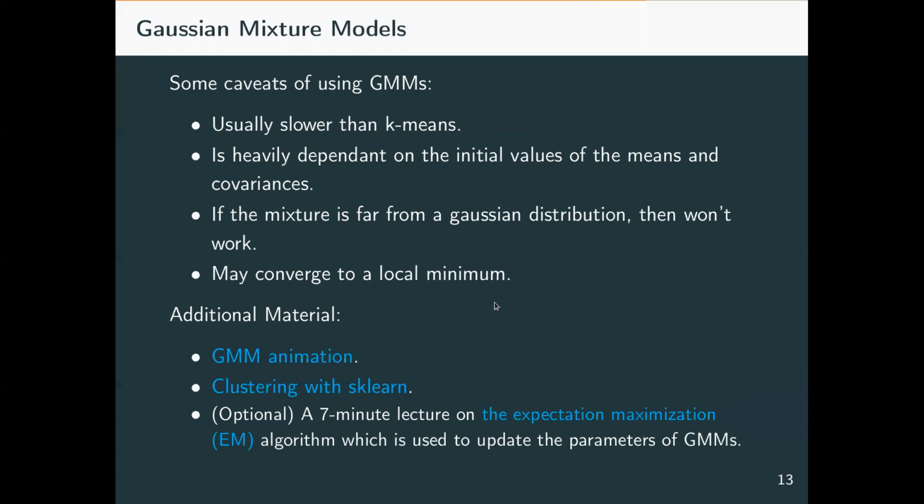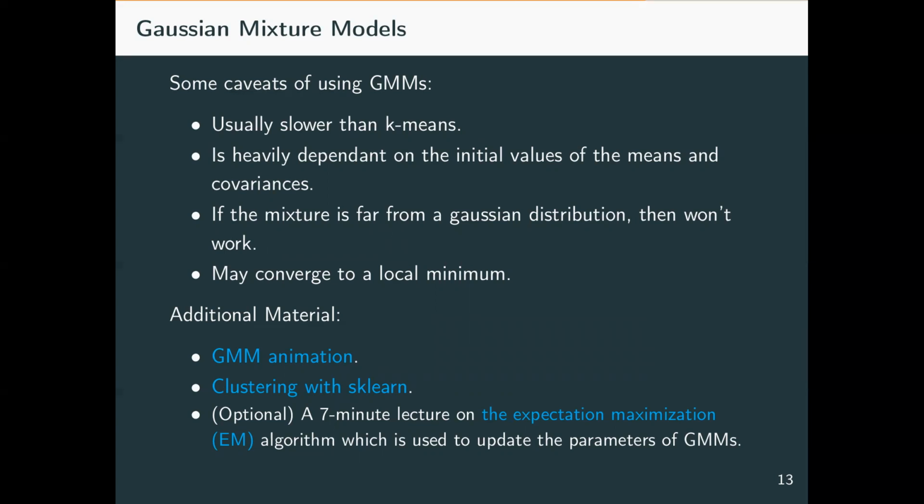Some drawbacks of GMMs are that it's usually slower than K-means. I also have to add here that it's kind of more complex, maybe, for someone without a probabilistic background. And it uses the expectation maximization algorithm, which may not be so easy to familiarize yourselves with if you don't have the necessary background. But in any case, you will not need that in this course, so you should be fine.